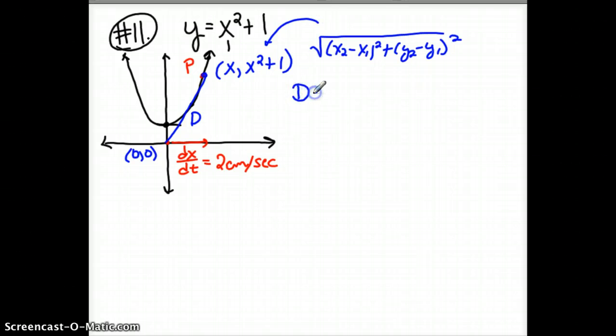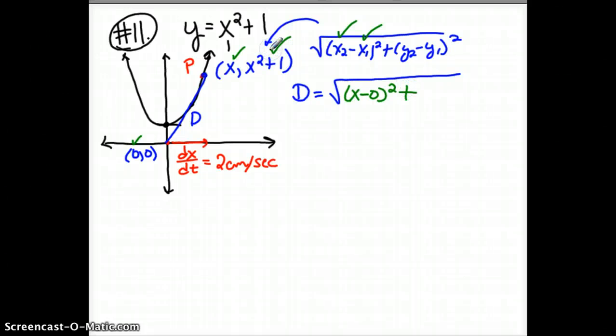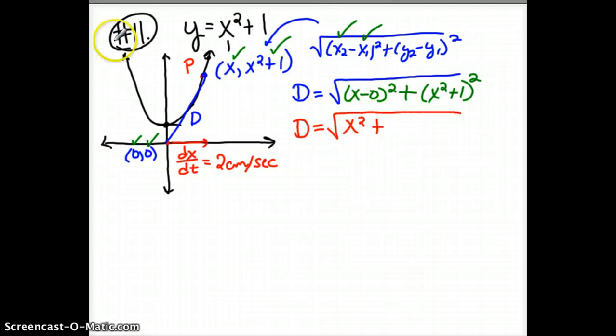So my distance D can be found by doing the square root of x minus 0, squared, plus y minus y, which would be x squared plus 1 minus 0, squared. So that's what I've got when I use my distance formula. So my equation for D is going to look like x squared when I clean it up, plus, and I'm going to FOIL that out, which would give me x to the 4th plus 2x squared plus 1. I'm going to write FOIL on there.